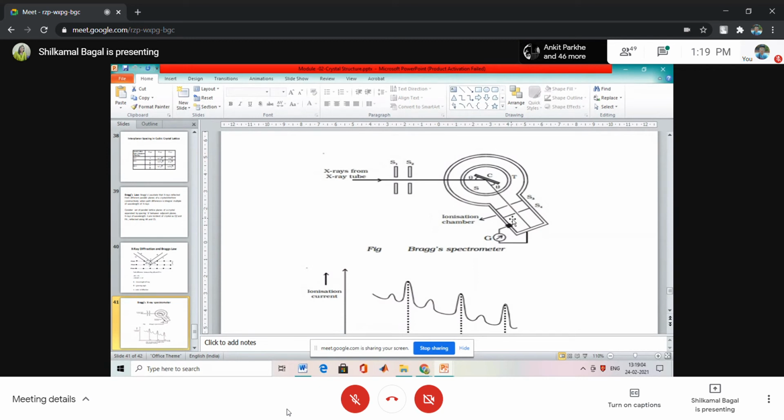Otherwise, when the reflected rays satisfy the condition of minima, their intensity will be minimum and there will be less ionization of the gas in the ionization chamber, which will result in less current through the galvanometer. Okay. So just by allowing the X-rays towards the crystal, they will get reflected and enter the ionization chamber. Then we will see the current through the galvanometer and the glancing angle theta.